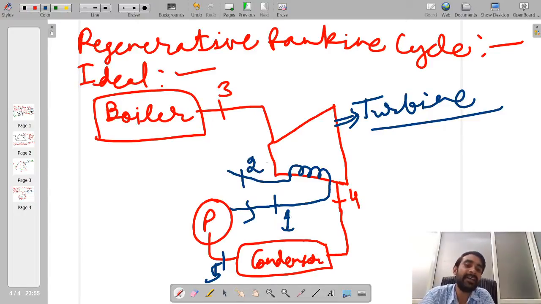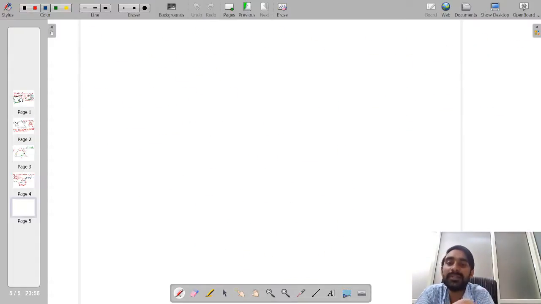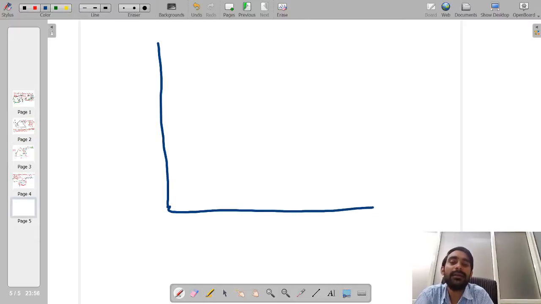So if it enters at saturated liquid state after the pump, say point number 1, it will go to another state, say point number 2, and then from this point number 2, the heated liquid we have will be passed through the boiler. Okay, so if I have to plot this process on the TS diagram, let us see how it will look. First let us plot a Rankine cycle, a normal Rankine cycle.